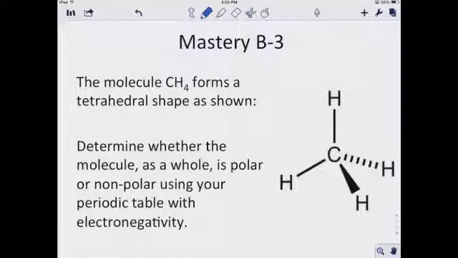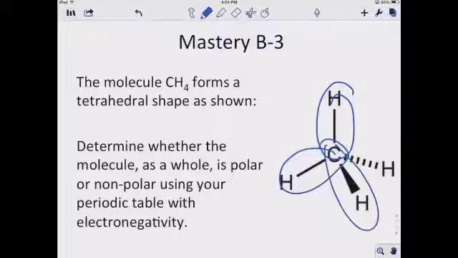So, a mastery level question. It says the molecule for CH4 forms this tetrahedral shape as shown. Determine whether the molecule as a whole is polar or nonpolar using your periodic table with electronegativity. When we're looking at this, since they're all carbon-hydrogen bonds, and we know that a carbon-hydrogen bond is going to be nonpolar, then that whole molecule as a whole is going to be nonpolar.